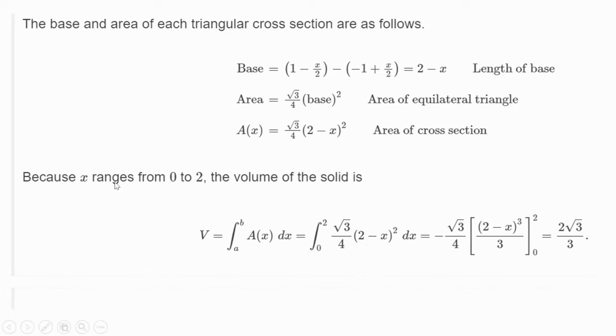Okay, now because the x ranges from 0 to 2, we just are integrating that. Now to do this, you can use a u substitution. The square root of 3 over 4 just comes out. But if you do a u substitution where this is 2 minus x, you get a minus sign that happens here. So we're going to plug in 2 and 0, and we get 2 square root of 3 over 3. So you see, now we've talked about these uniform cross sections as well.